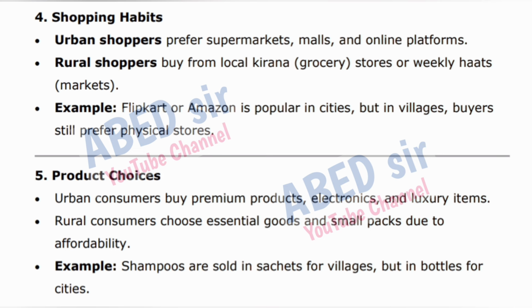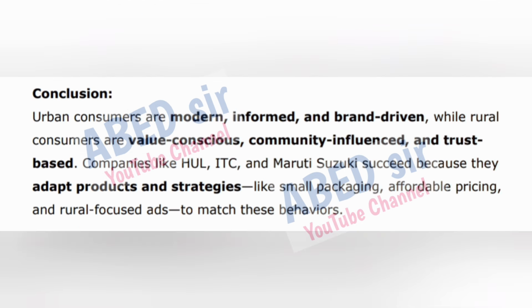5. Product choices. Urban consumers buy premium products, electronics, and luxury items. Rural consumers choose essential goods and small packs due to affordability. Example, shampoos are sold in sachets for villages, but in bottles for cities.